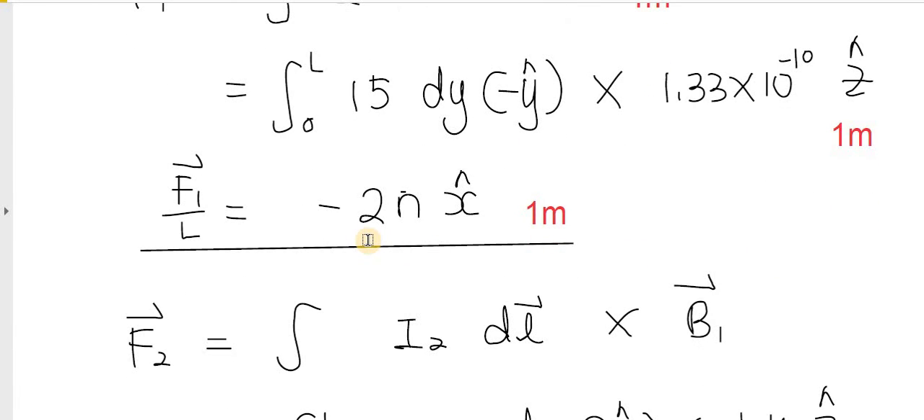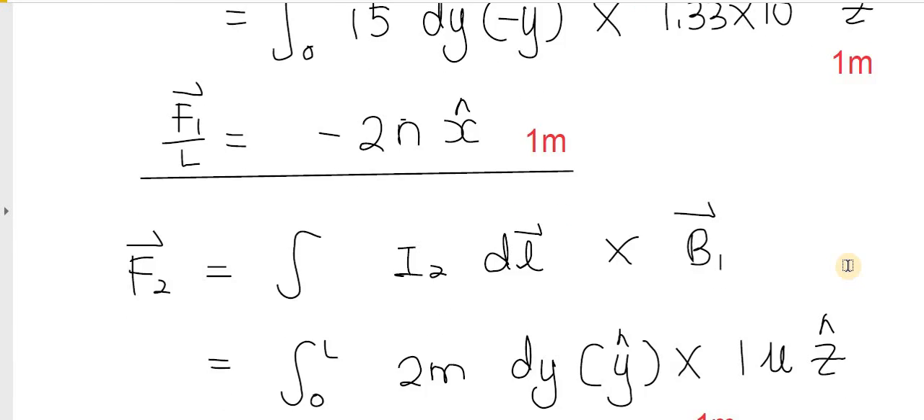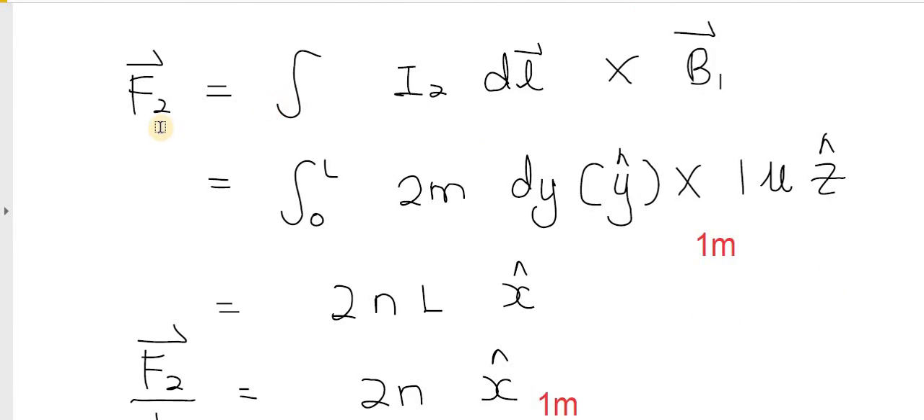So I will get this. y cross z you will get x, but you have a negative here, so here you get a negative. And look at here, this is F1 over L. I will divide by the L here, so that's why you don't see the L here. Okay, so let's move on to F2.